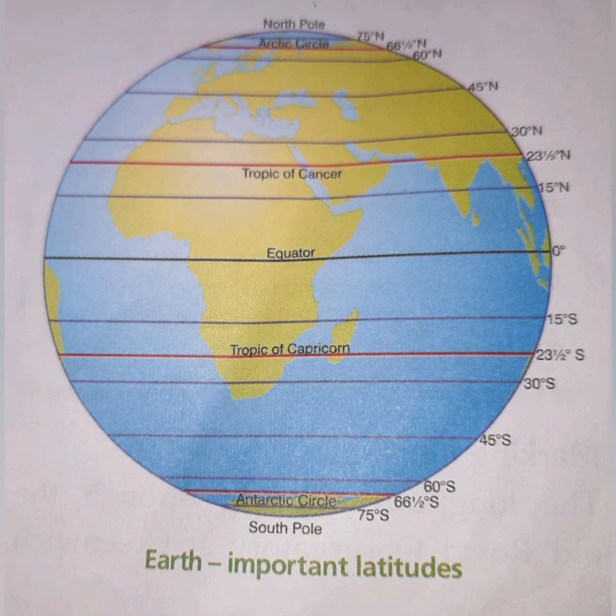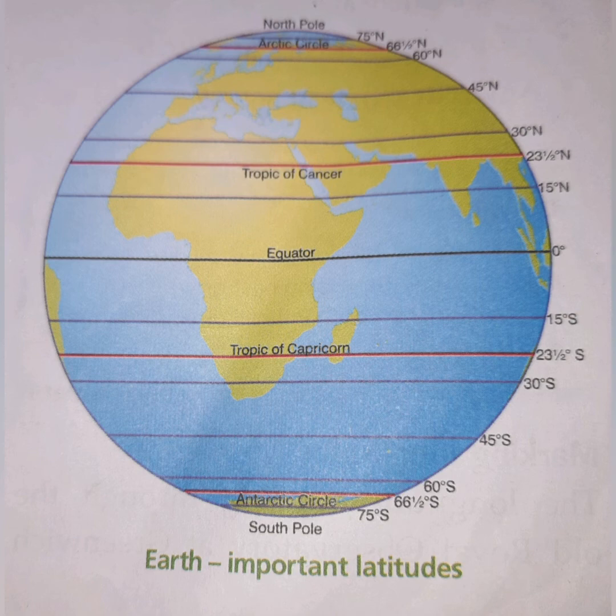When we go to the northern hemisphere, you can see another important latitude, red in color, and it is the Tropic of Cancer. The Tropic of Cancer is at 23.5 degree N. Then go to the upper side, and you can see another red line, that is the Arctic Circle. This is also an important line, and it is at 66.5 degree N.